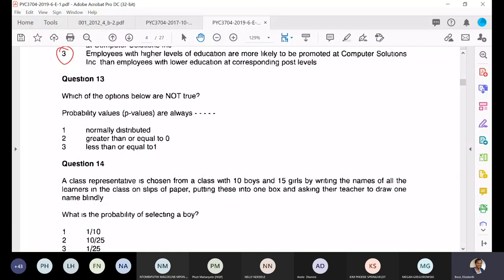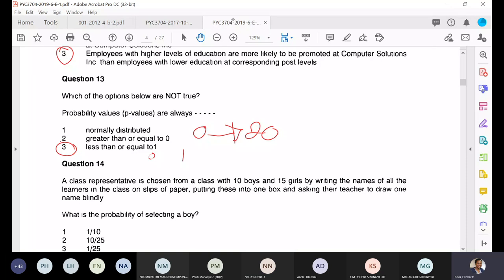Which of the options below are not true? The probability values, which we call the P values, are always... Two. If you say 2 is correct, then you are telling me if I get a p-value of 20, I am right. The correct answer is 3: always greater than or equal to 0. So that is not true, and we cannot talk about normally distributed. We can still get the probability of a discrete distribution which is not normally distributed.